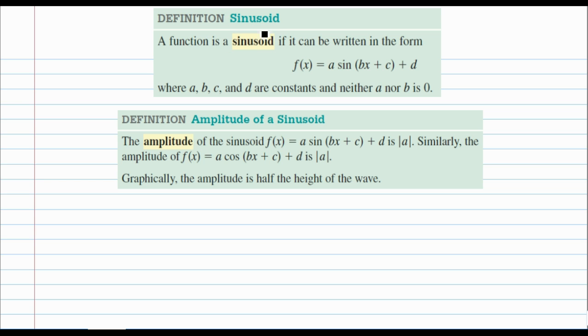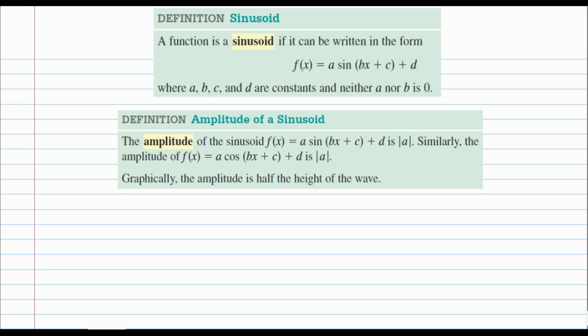A function is a sinusoid if it can be written in the form of a basic sine function with a horizontal stretch or shrink, a horizontal shift, a vertical stretch or shrink, and a vertical shift. So a sinusoid is a version of the sine function, just with some transformations.